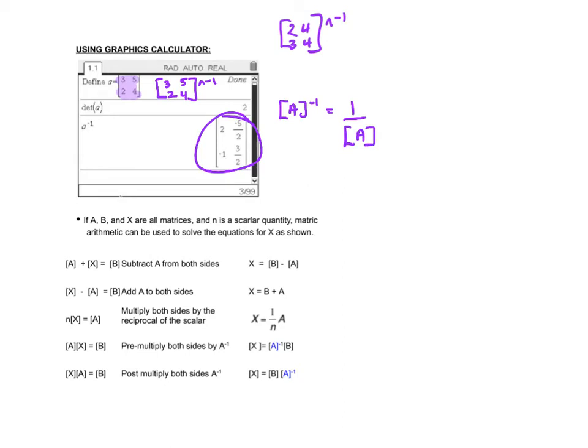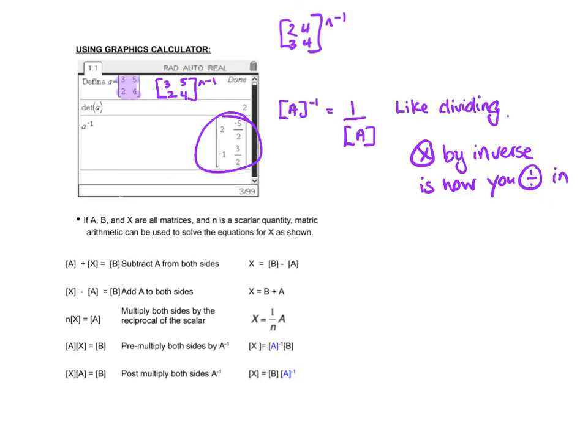That's what's actually happening. And remember, we said it's like dividing, isn't it? So the way we divide in matrices is we times by the inverse. So you might want to write it: timesing by inverse is how you divide in matrices. Now, why do I write that? Because that's going to help me solve problems that they give me where I know a couple of matrices, but I don't know the other.